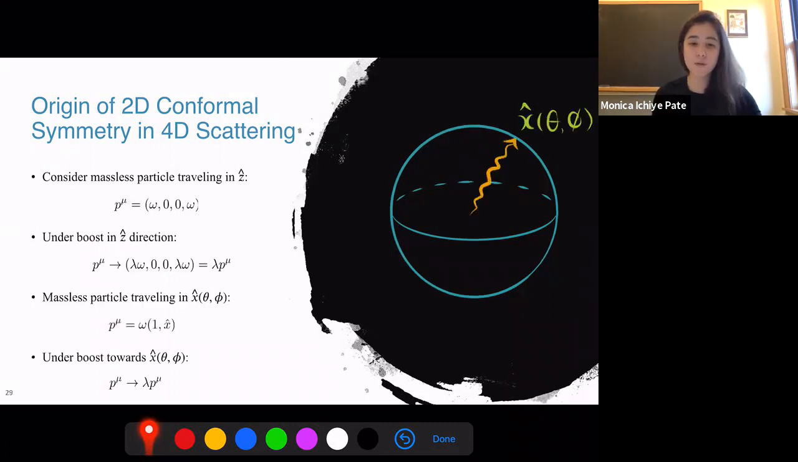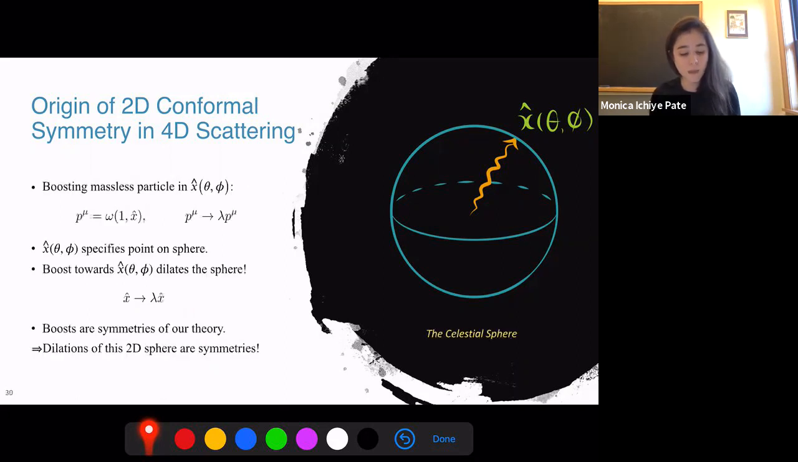But now we can simply rotate this story to apply to an arbitrary direction. So specifically, as before, we can parameterize the momenta in terms of an energy and a unit vector that points to an arbitrary point on the unit sphere. And then under a boost in that direction, we again find that the momentum transforms by an overall rescaling. But now notice that since this unit vector can be associated to a point on the sphere, a boost in that direction rescales the unit vector and therefore acts as a dilation on the sphere.